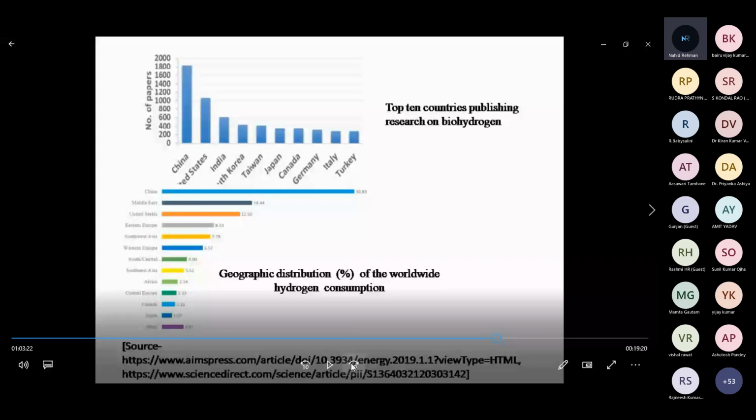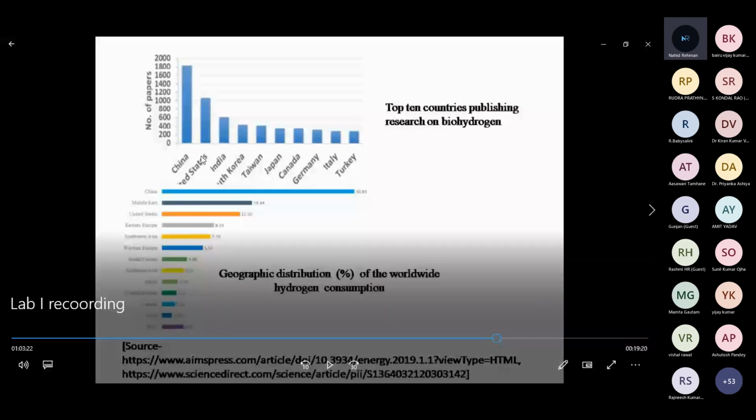Okay, so again, to recapitulate, China is leading ahead and we are at the third position in publishing research on biohydrogen. You can see here. And if you see the worldwide hydrogen consumption, then China is consuming the most, then the Middle East, then the United States, and then Asia, Europe, and others.